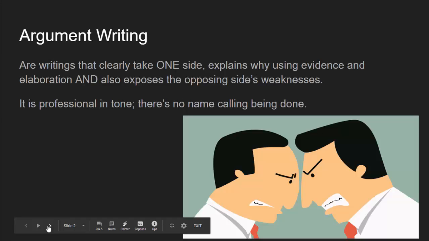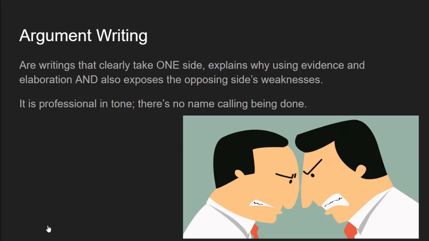So first up, argument writing or argumentative writings are writings that clearly take one side. All right, so you have to pick a side and go with it, and you have to go with what the evidence and the elaboration proves. If you are stuck and you are not sure which one to go, you want to go on the side that has the strongest examples. Fake it so you can prove it.